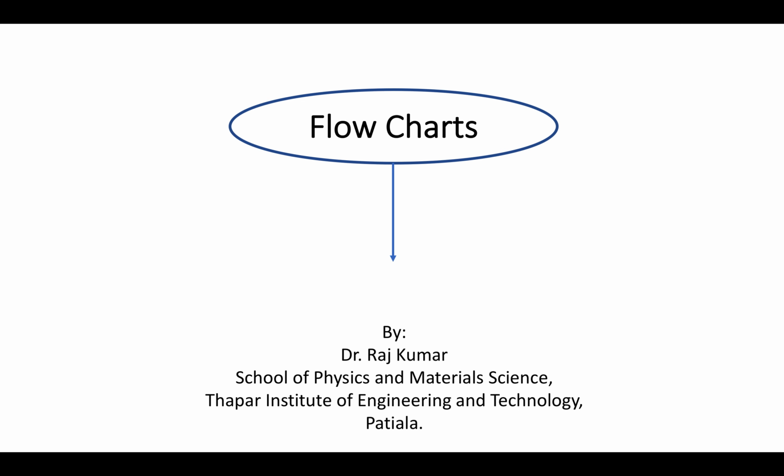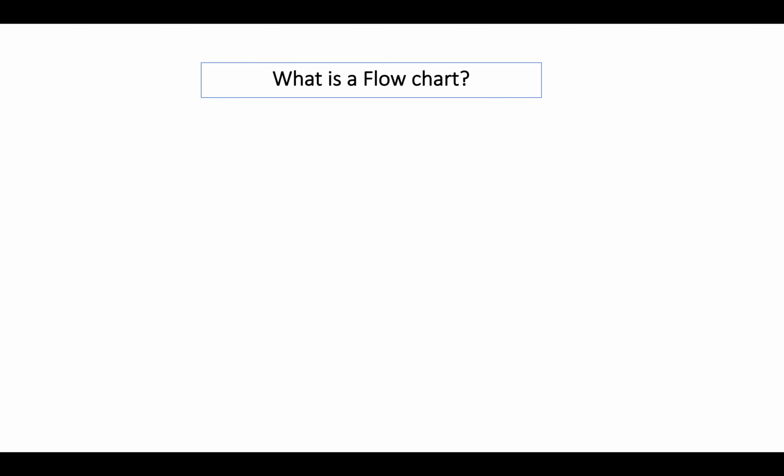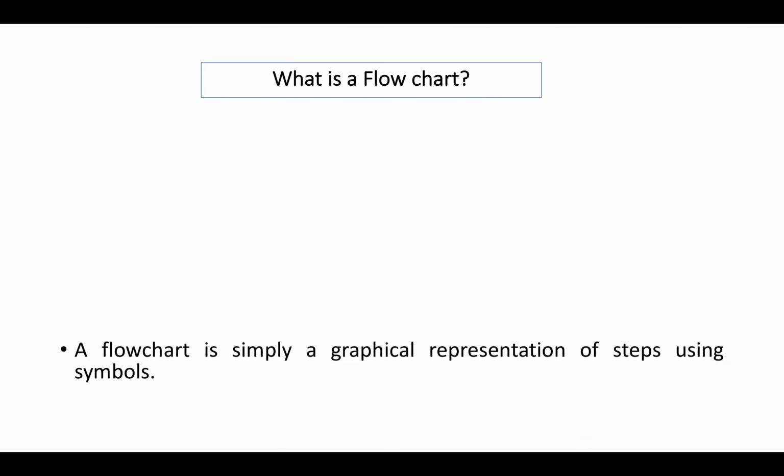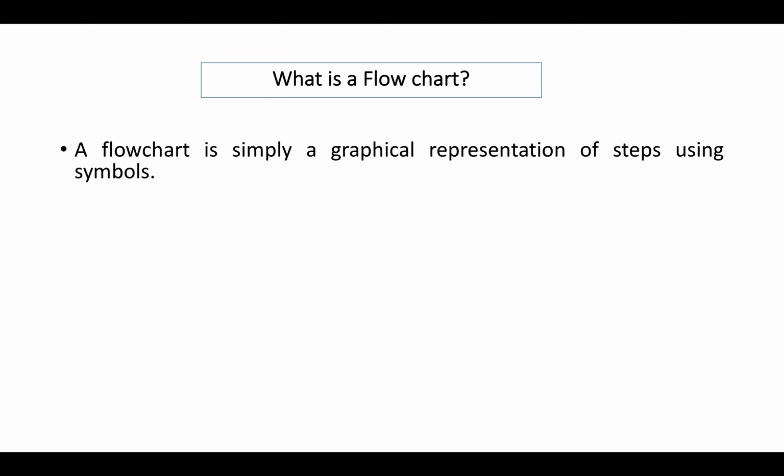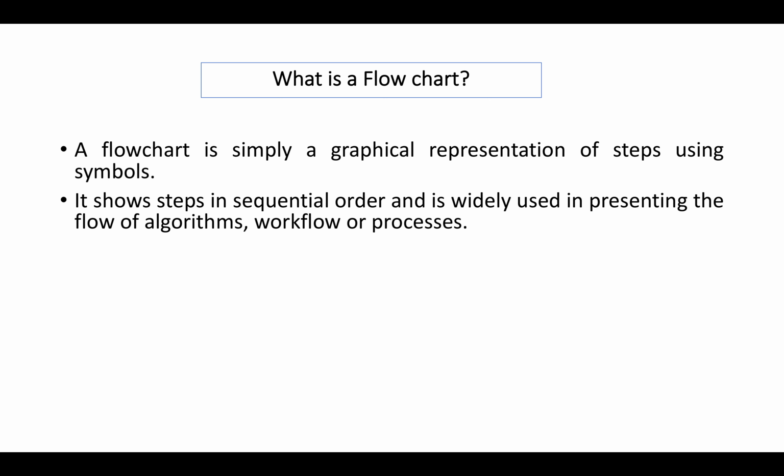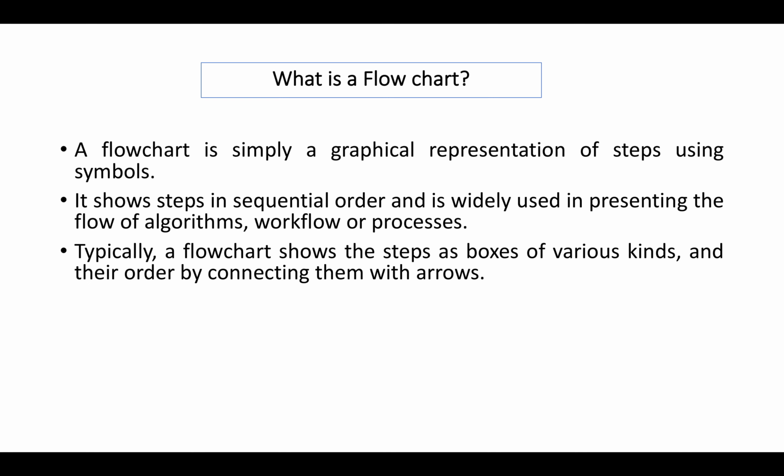So in this video, we'll talk about flowcharts. Basically, the question arises, what is a flowchart? A flowchart is simply a graphical representation of steps using certain symbols. It shows steps in sequential order and is widely used in presenting the flow of algorithms and workflow processes. Typically, a flowchart shows the steps as boxes of various kinds and their order by connecting them with arrows.